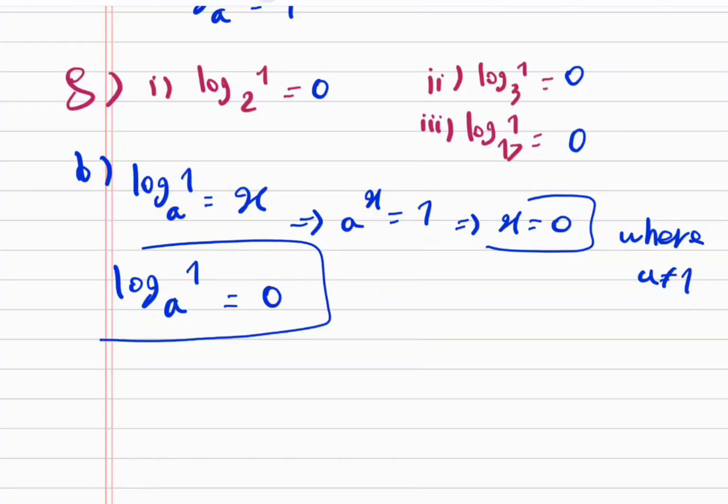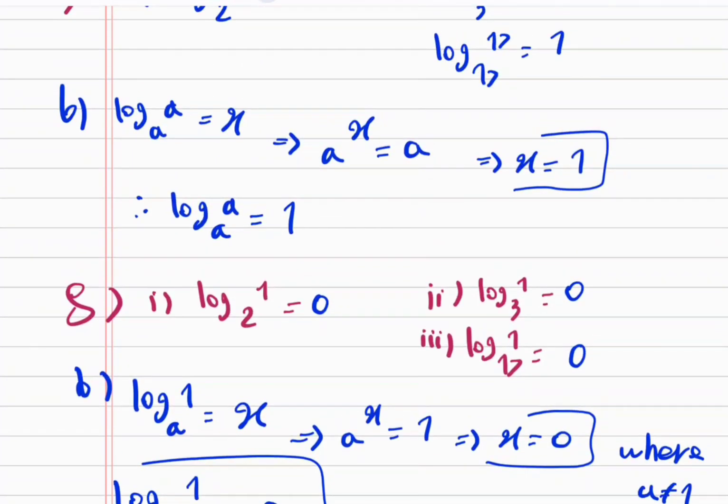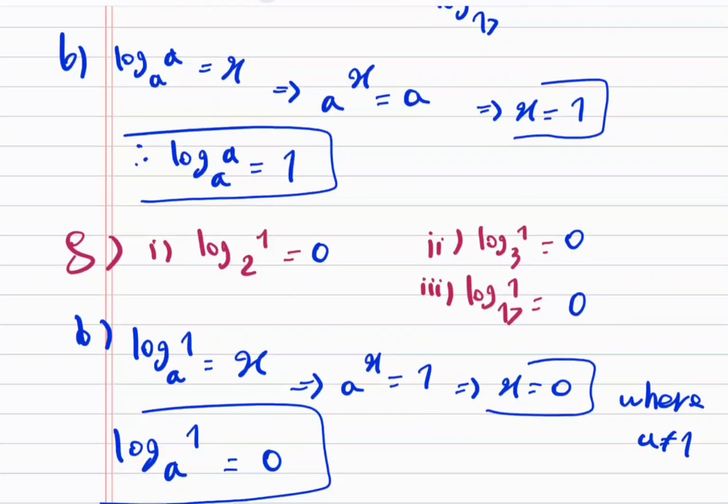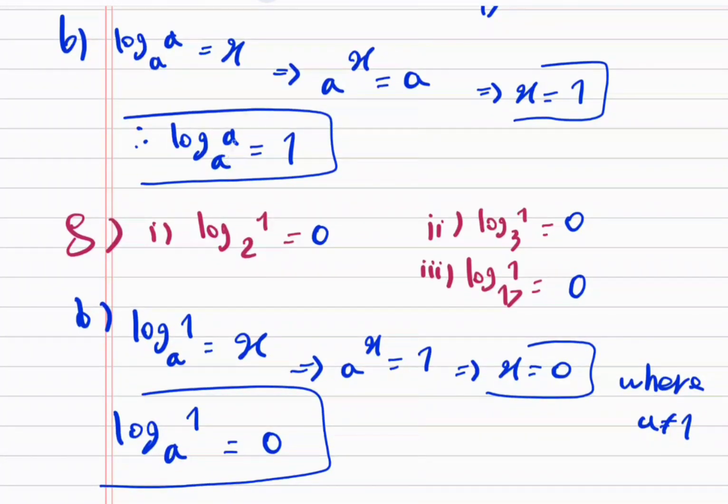So that's very important, because that's just a fact that essentially if you have log of 1 with any base, then that's just equal to 0. That's very important. And another special case was this, that when the number and the base are equal, in that case you'll always get 1.